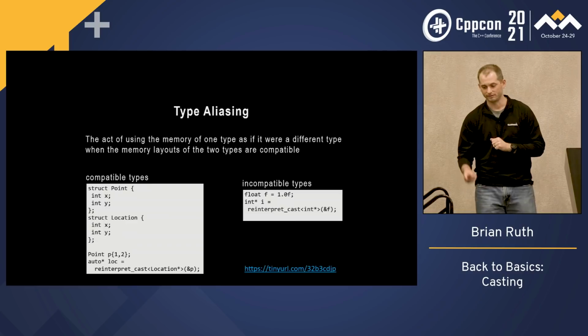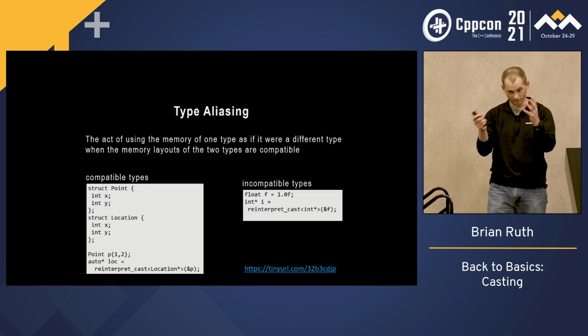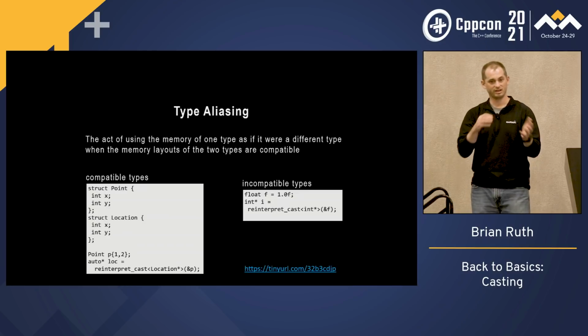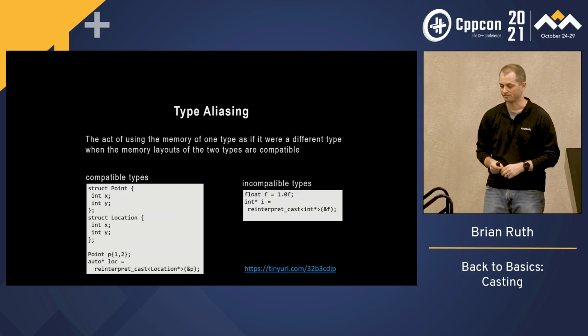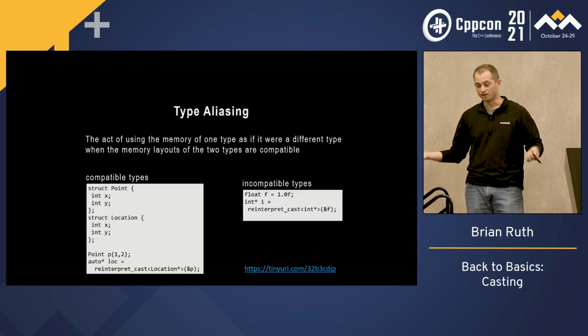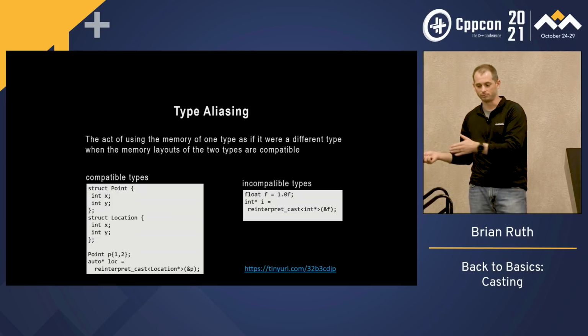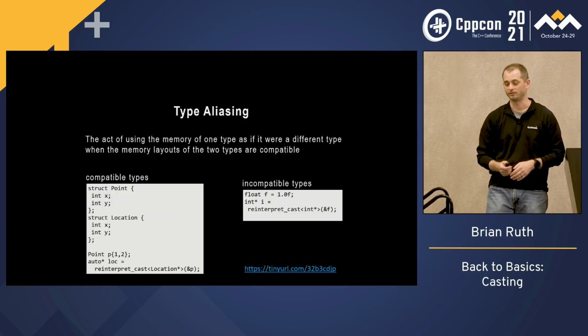Incompatible types are things like this. That's where, in the beginning when we saw those casts, things reinterpret the bytes different ways. And this is incompatible. Like the memory layout of a float is not the same as the memory layout of an int.